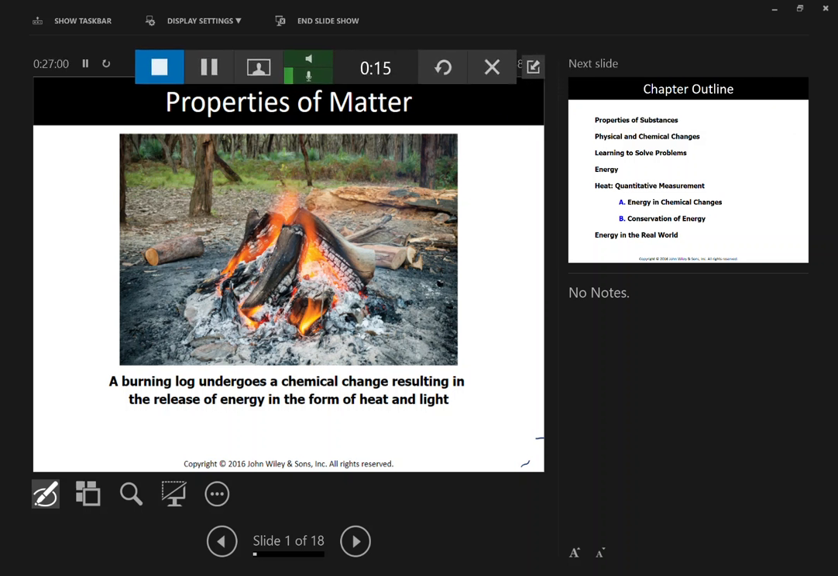So let's look at some properties of matter. Why are the properties important? Because we want to look at compounds. And remember that compounds are formed from a combination of two or more elements. So what is it that makes compounds react with each other? What is it that makes them form a new compound?